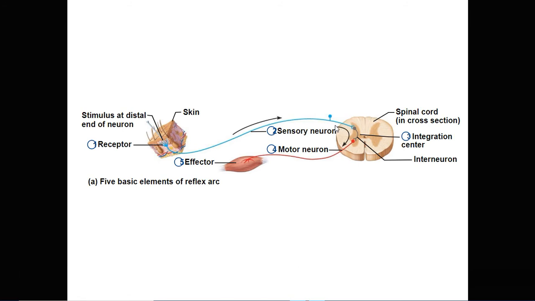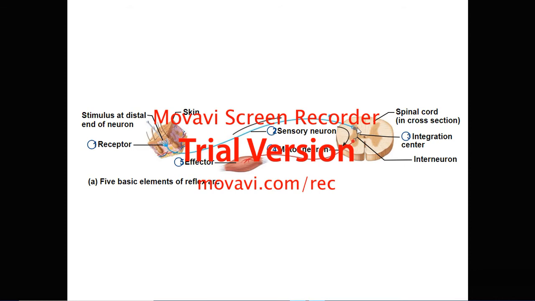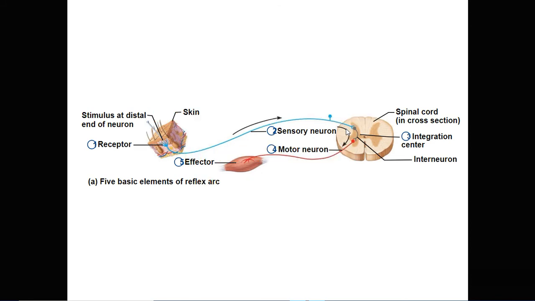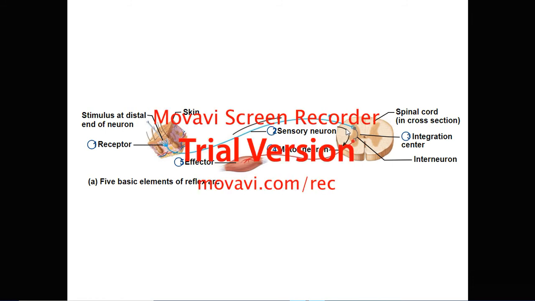All right, so once that sensory neuron reaches the spinal cord, it's going to go to step number 3, which is the integration center. So this integration center, it could be a simple single synapse between a sensory neuron and a motor neuron. If it's just a simple single synapse between a sensory neuron and a motor neuron, that is called a monosynaptic reflex. But in this case, you see this right here, that is an interneuron.